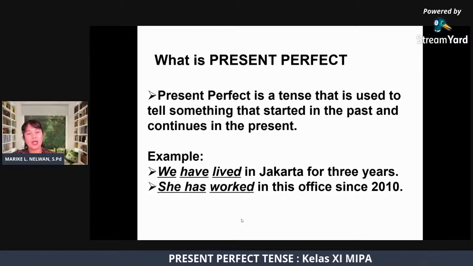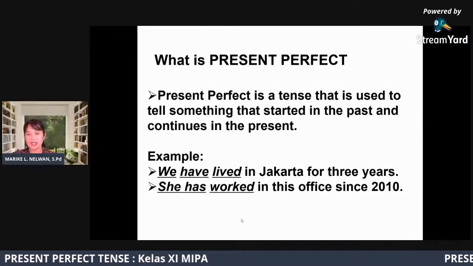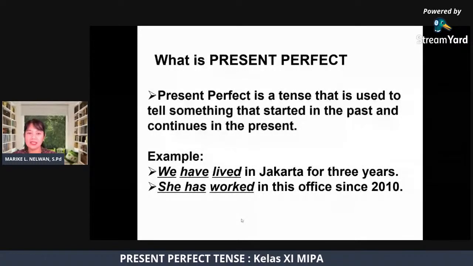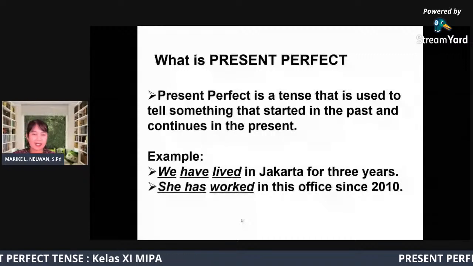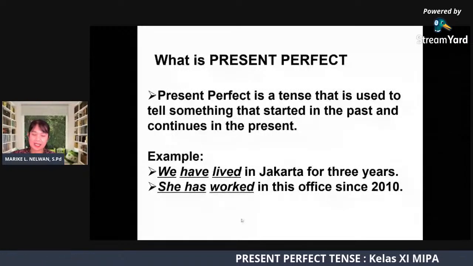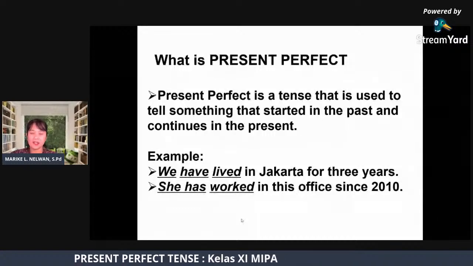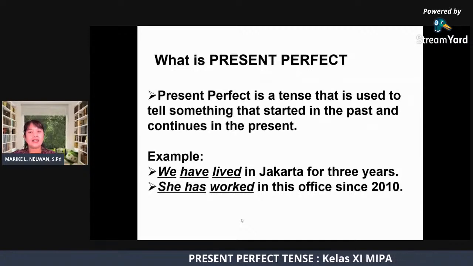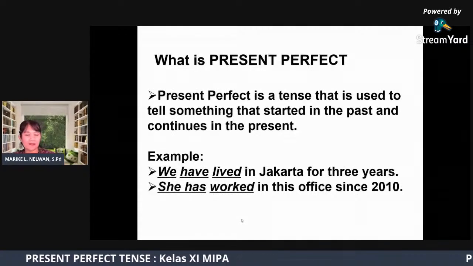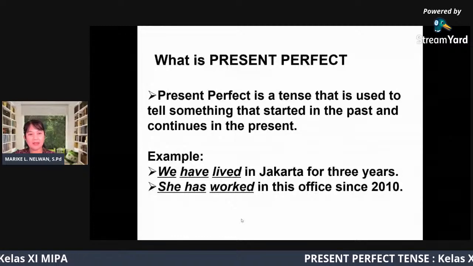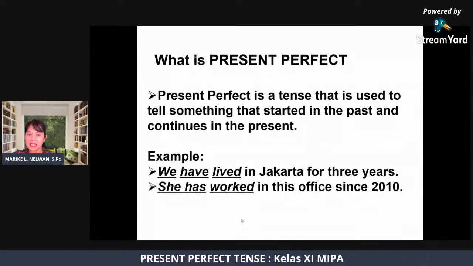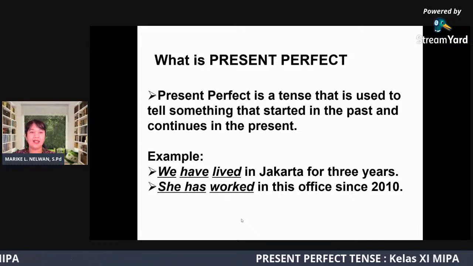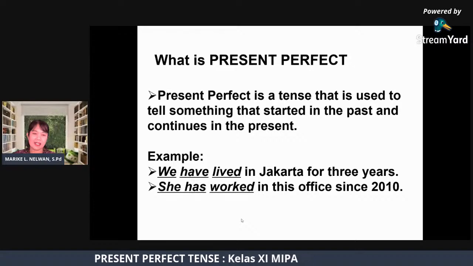The first, kalau Anda ingin mengatakan seperti ini dalam bahasa Indonesia, kami sudah tinggal di Jakarta selama 3 tahun. Kami sudah tinggal di Jakarta selama 3 tahun. Bahasa Inggrisnya akan berbunyi, we have lived in Jakarta for 3 years. Mengapa demikian? Karena ketika Anda mengucapkan kalimat ini, we have lived in Jakarta for 3 years, it means that, itu berarti bahwa saat ini kemungkinan Anda masih tinggal di Jakarta. Anda masih tinggal di Jakarta. Dan Anda sudah tinggal di Jakarta selama 3 tahun.